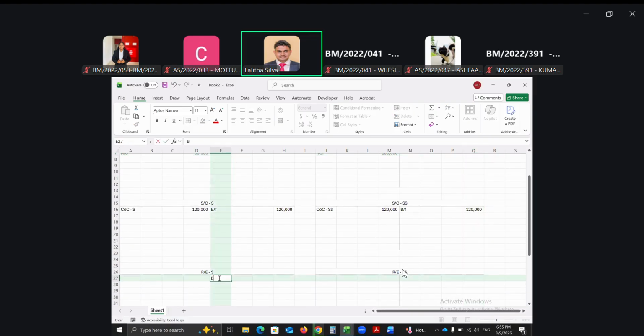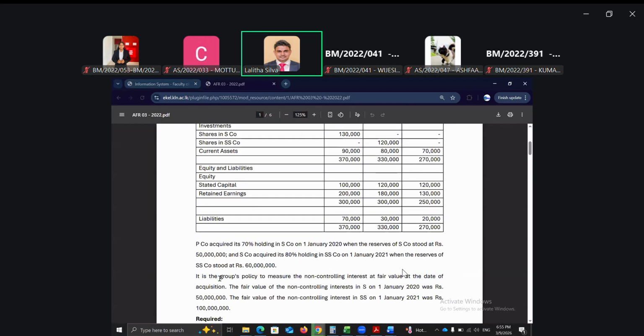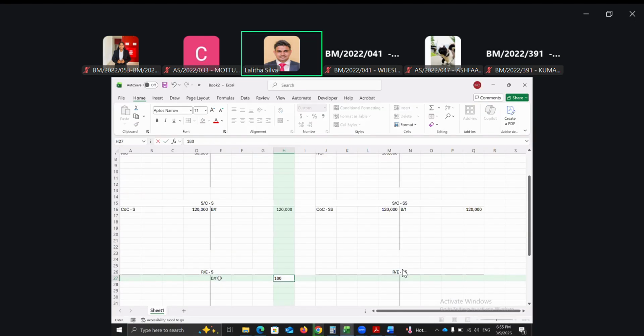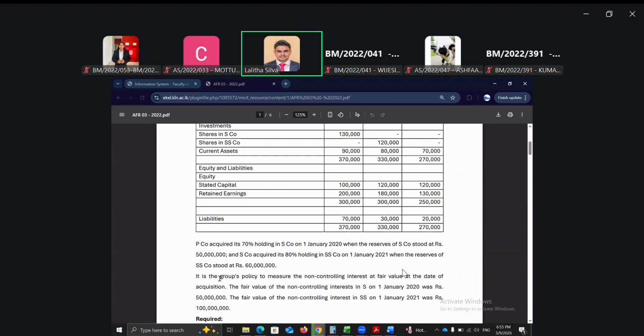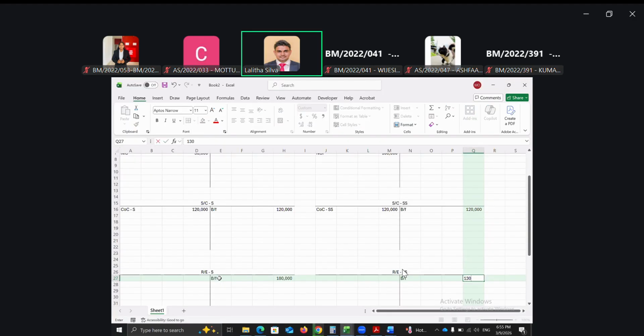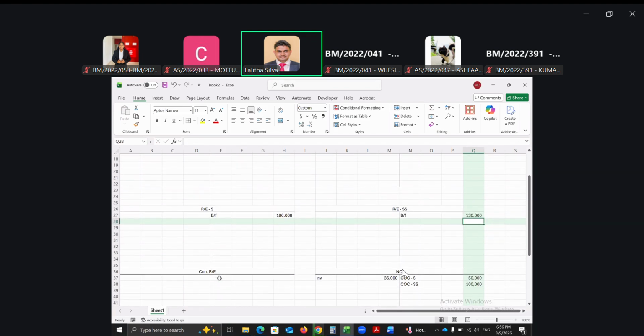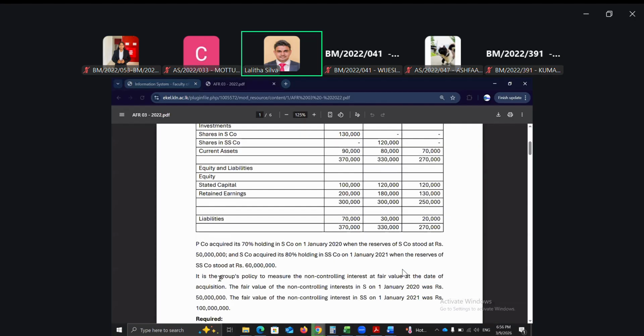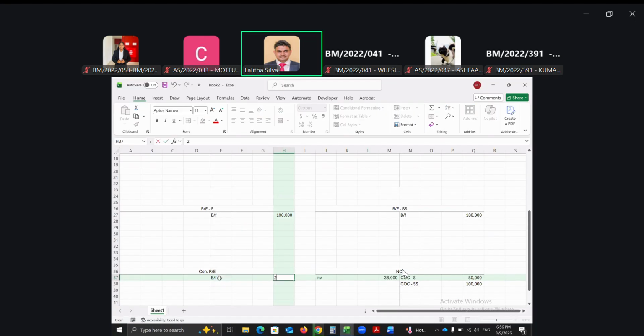Then we come to the retained earnings. First, we'll take the brought forward balances. Retained earning of entity S, 180 million. Retained earning of SS brought forward, 130 million. Okay. And the retained earnings of the parent brought forward balance, 200 million.